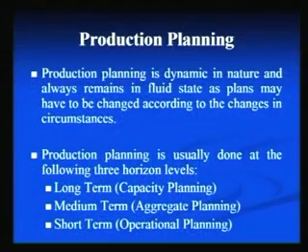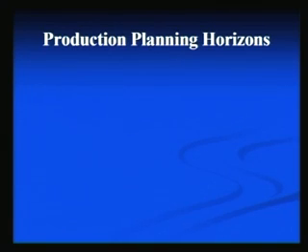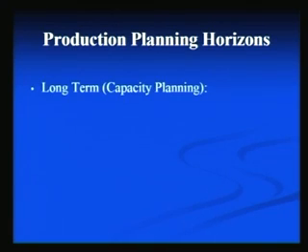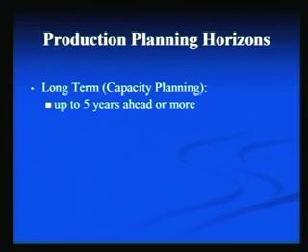Production planning is usually done at the following three horizon levels. One is long term, that we call capacity planning also, medium term we call aggregate planning, and short term, that is operational planning. And if we talk about the long term planning, that is capacity planning, it is usually done for 5 years or more.